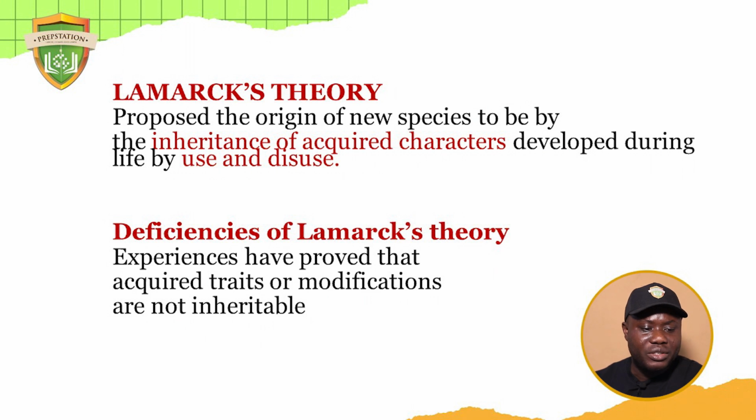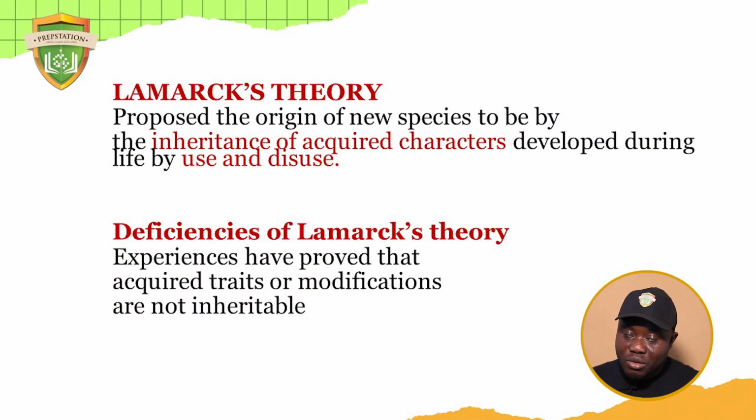Okay, so let's move on. Deficiencies of Lamarck's theory. What are the shortcomings of Lamarck's theory? Experiments have proved that acquired traits or modifications are not inheritable. What are we talking about? If you have been able to acquire a certain trait, or you have been able to become modified so that you can adapt yourself to a particular environment, you can't pass it down. It's not something that can be inherited. So that is the deficiency of Lamarck's theory.